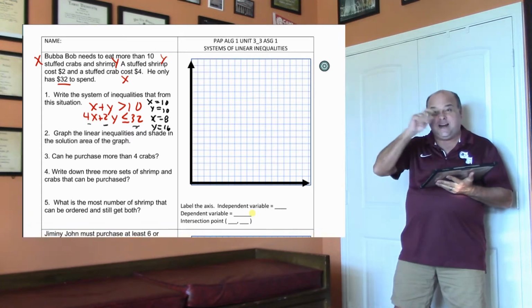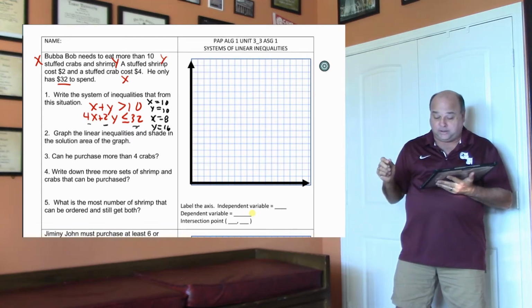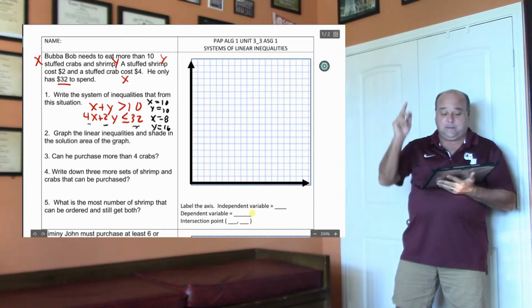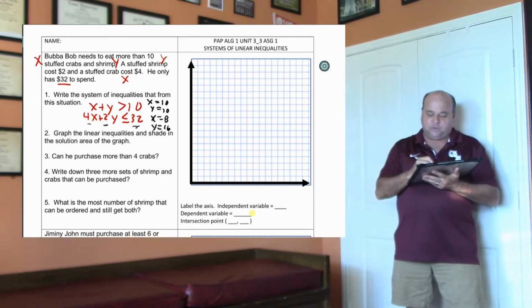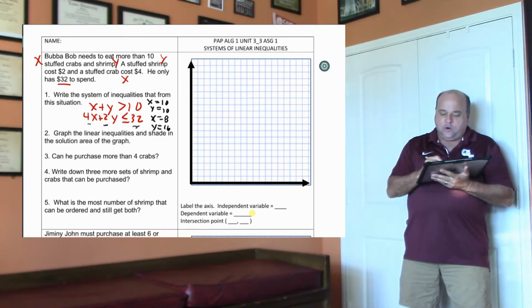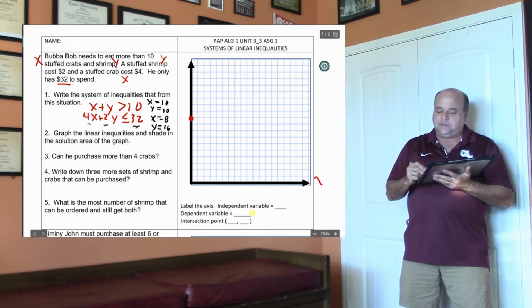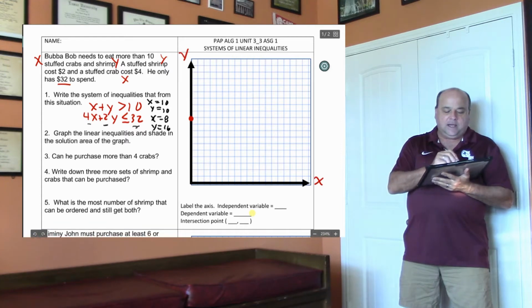So let's graph this, and I think the graph goes 20 in all directions. Let's graph the first one. We're going to count up 10: 1, 2, 3, 4, 5, 6, 7, 8, 9, 10. So we're right here. This is our X, this is our Y. The X is what? Crabs. And the Y, shrimp.